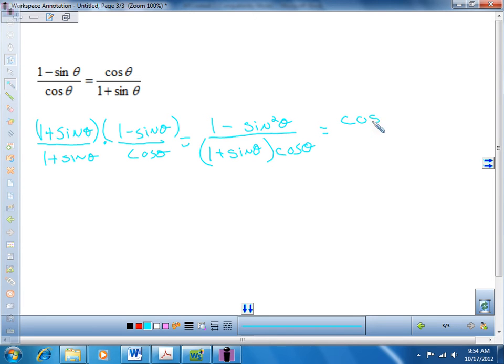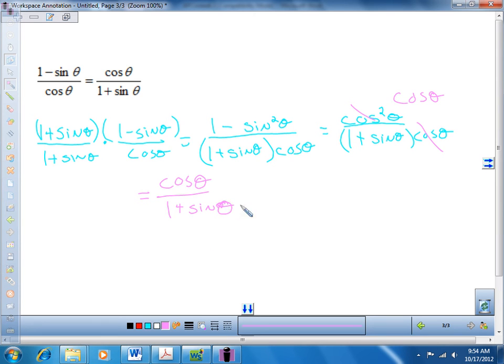So I could rewrite 1 minus sine squared of theta as cosine squared of theta over the quantity 1 plus sine of theta, times cosine theta. And then what can I do? Cross out one of my cosine thetas from the top to the bottom. So up here I have a cosine theta, so now I have where I'm trying to get to, which is cosine theta over 1 plus sine of theta.